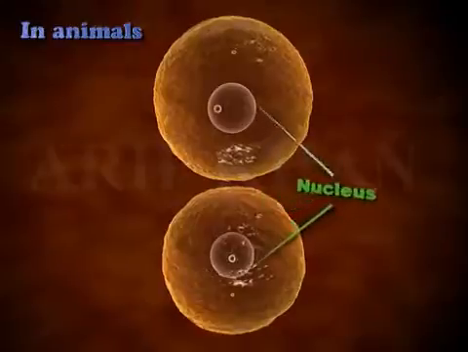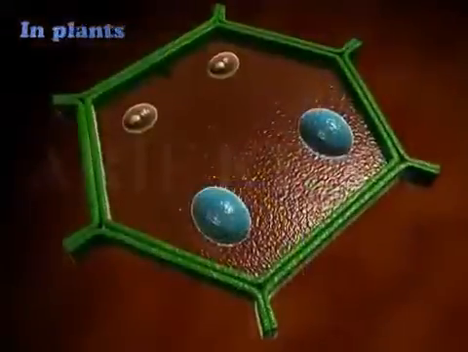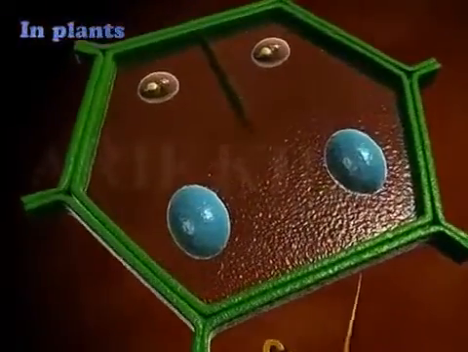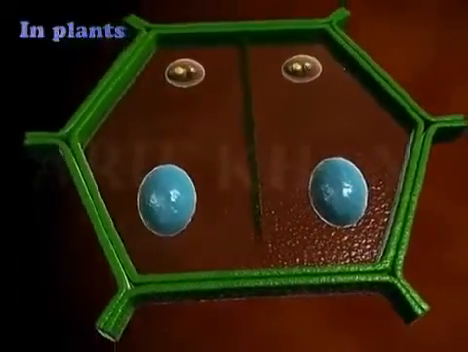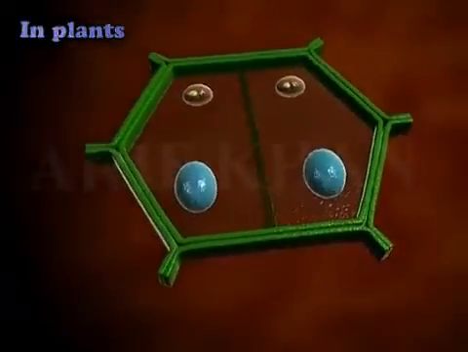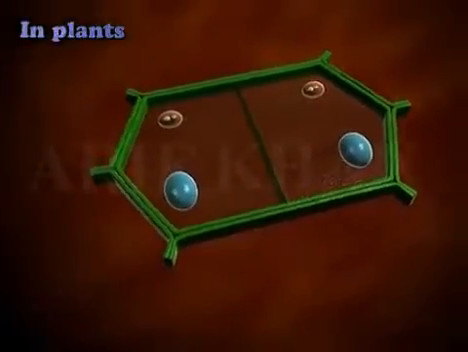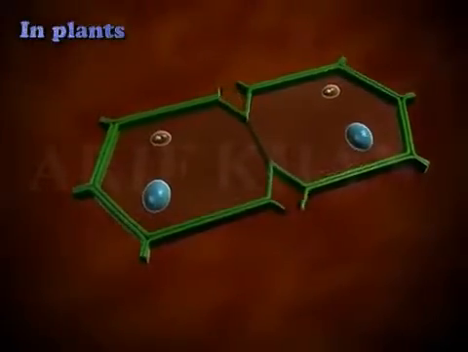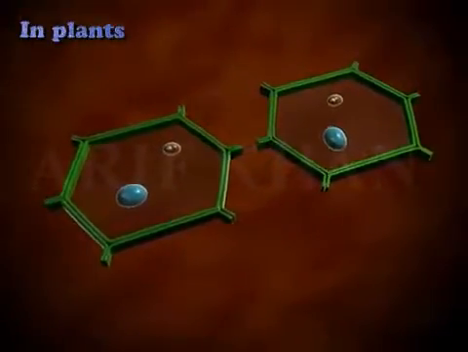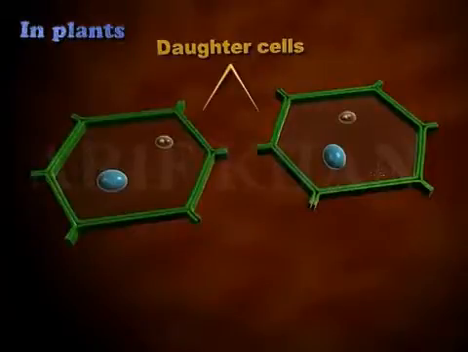each containing a nucleus. In plants, new cell wall formation is triggered at the center of the cell by the formation of a cell plate. The cell plate grows outwards till it meets the existing wall, resulting in two daughter cells.